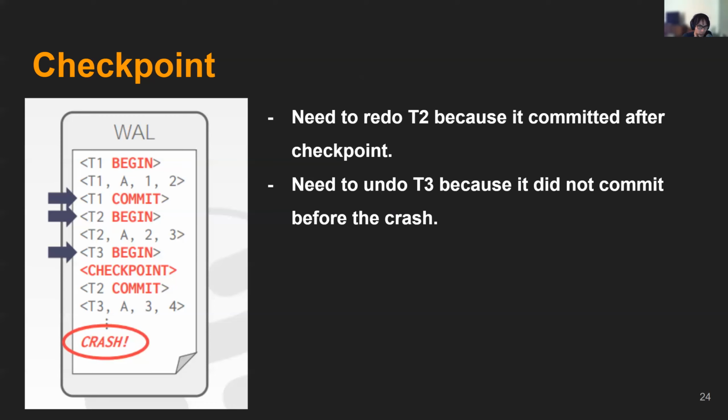But for T2, it has already begun and committed before the crash, but it's not been written to the checkpoint. So for T2, you have to redo everything that's in transaction T2. For transaction 3, it began, but it hasn't committed before the crash. So you have to undo everything that transaction 3 does. So here is a clear example of the differences between redo action and undo action.